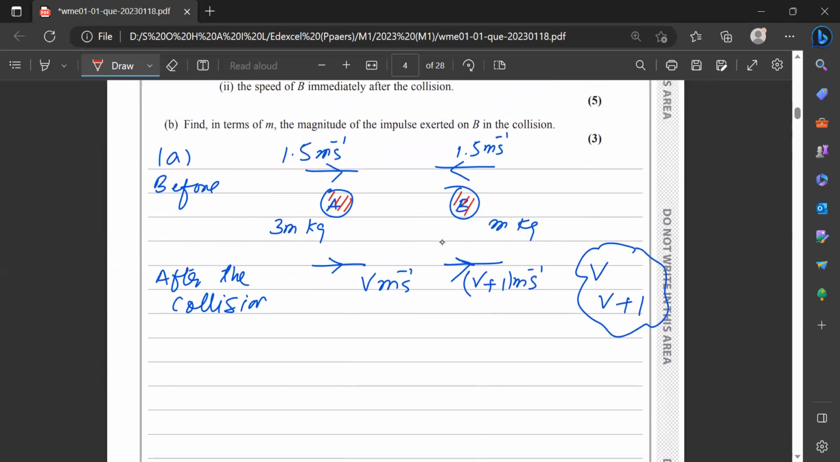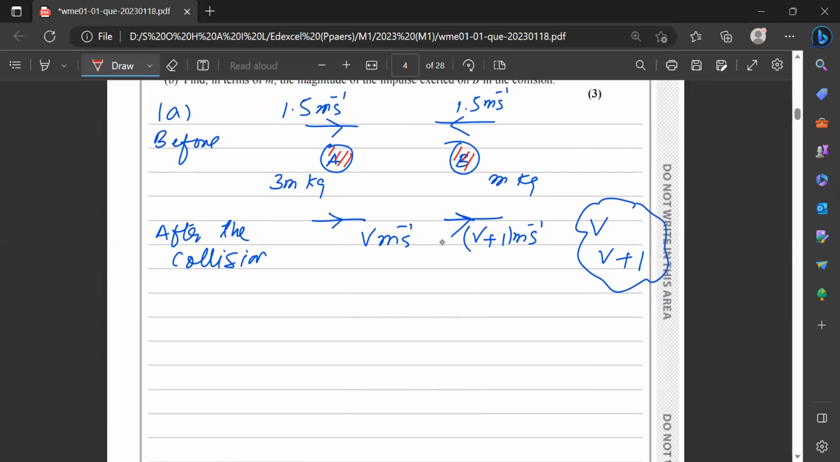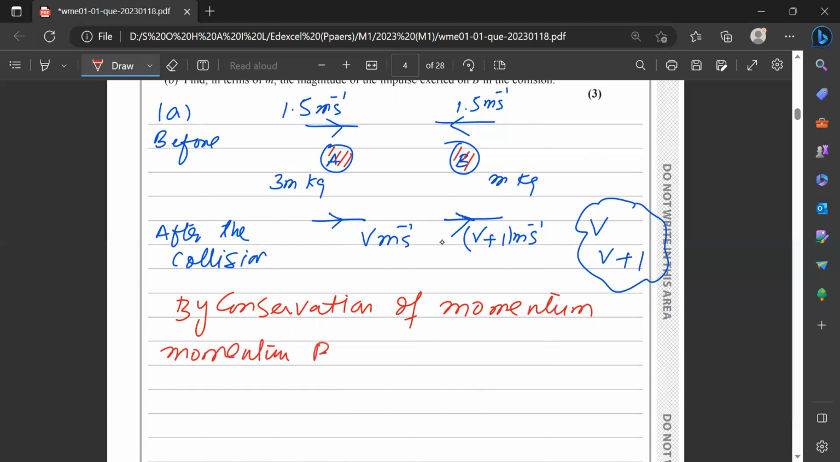Now here I can use the conservation of momentum. So by conservation of momentum, the momentum before collision is equal to the momentum after collision.